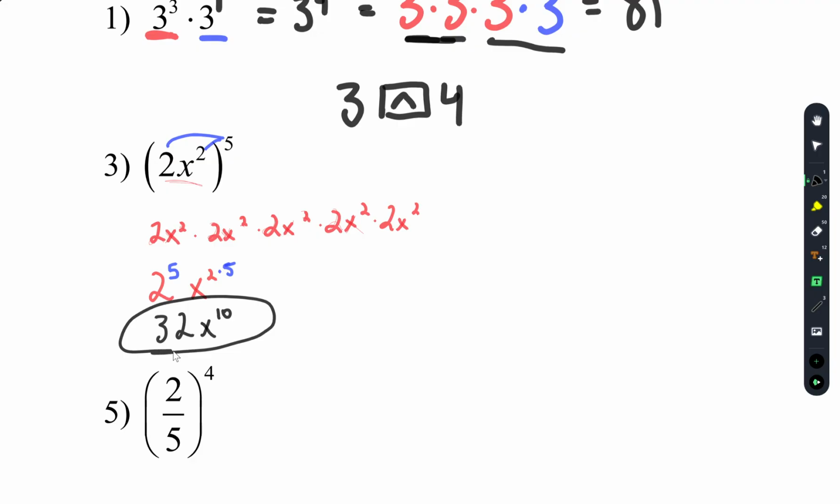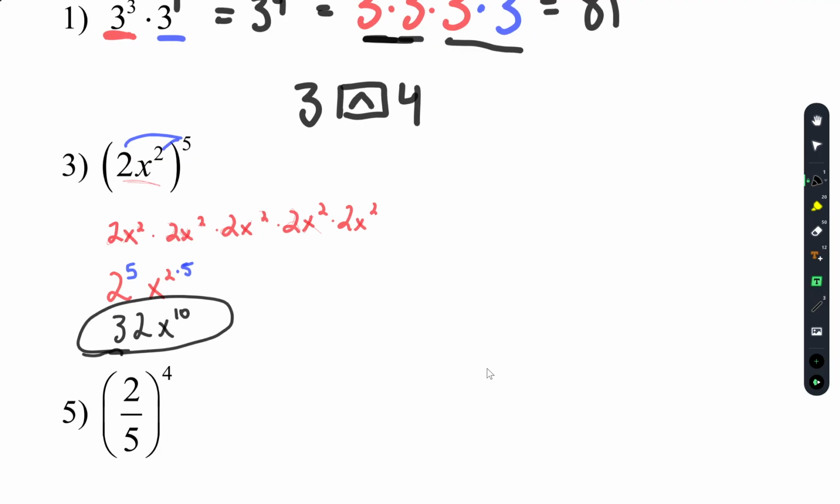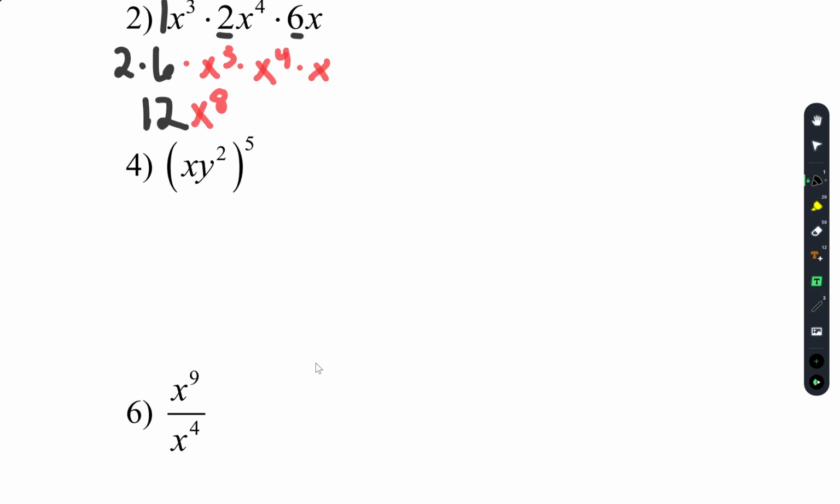So where exactly will we need to use this? When you're counting your cheeseburgers at McDonald's. Don't worry. And then x to the 10th.